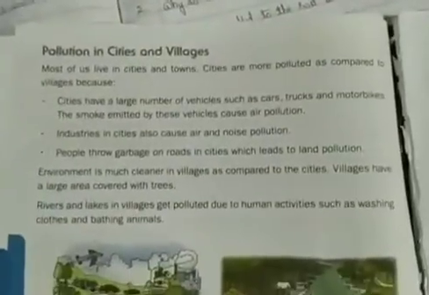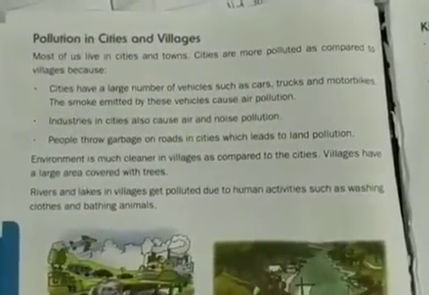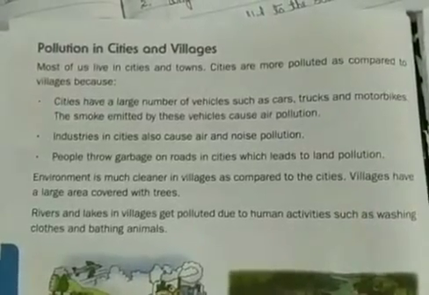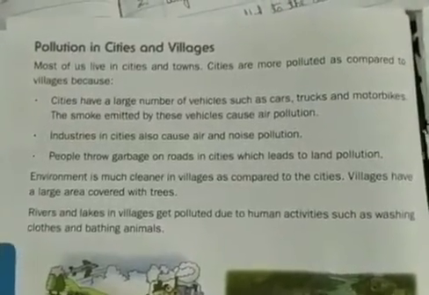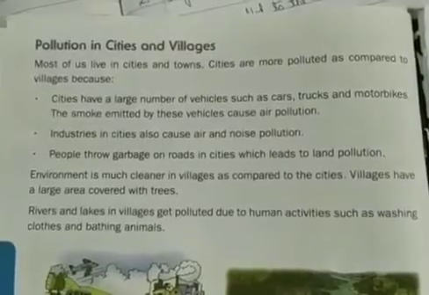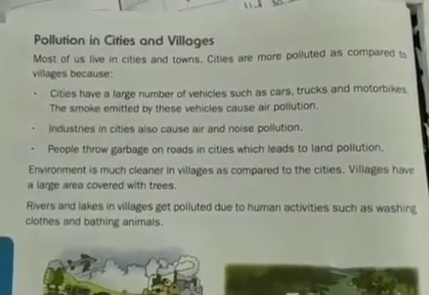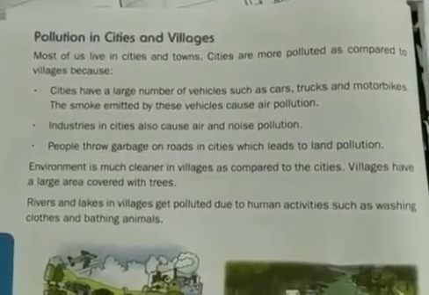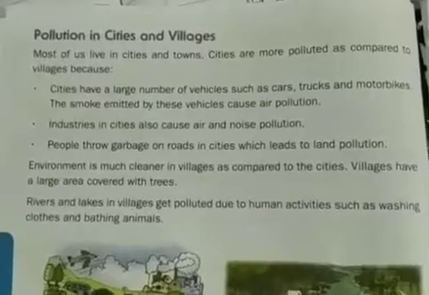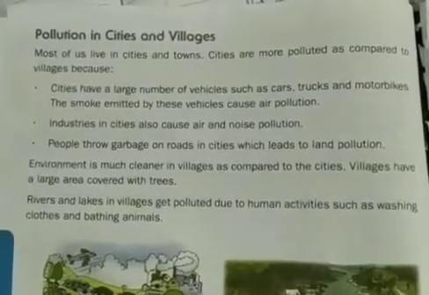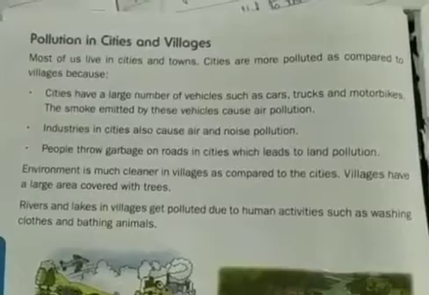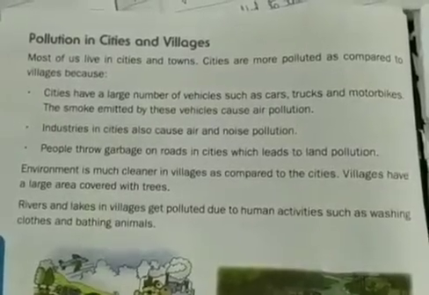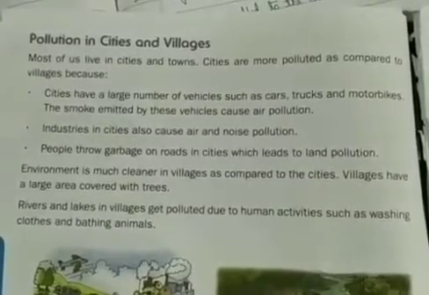After this, pollution in cities and villages. Most of us live in cities and towns. Cities are more polluted as compared to villages because cities have a large number of vehicles such as cars, trucks and motorbikes. The smoke emitted by these vehicles causes air pollution. Industries in cities also cause air and noise pollution. People throw garbage on roads in cities, which leads to land pollution.